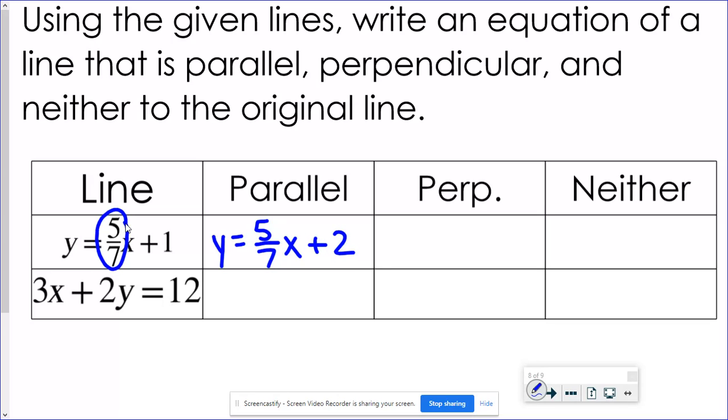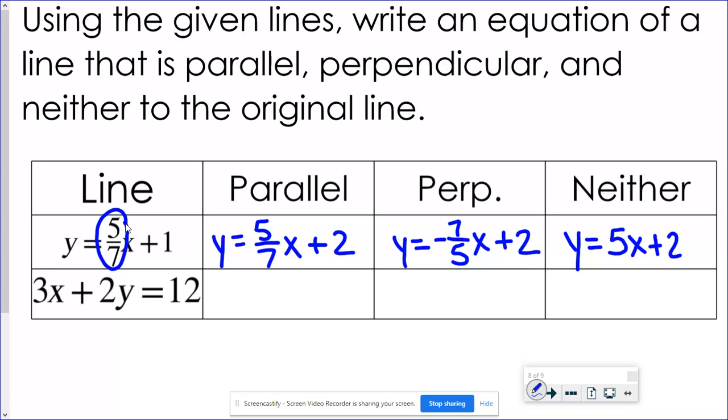Perpendicular is going to be the opposite reciprocal slope. So I'm still going to start with y equals, this was a positive, so it's going to be a negative, flip it over, 7/5, there's my x, and then, you know what, I'm just going to stick with that +2 again. For neither, it just can't have the same slope or opposite reciprocal slopes. So what if I would just say something like y equals 5x + 2.